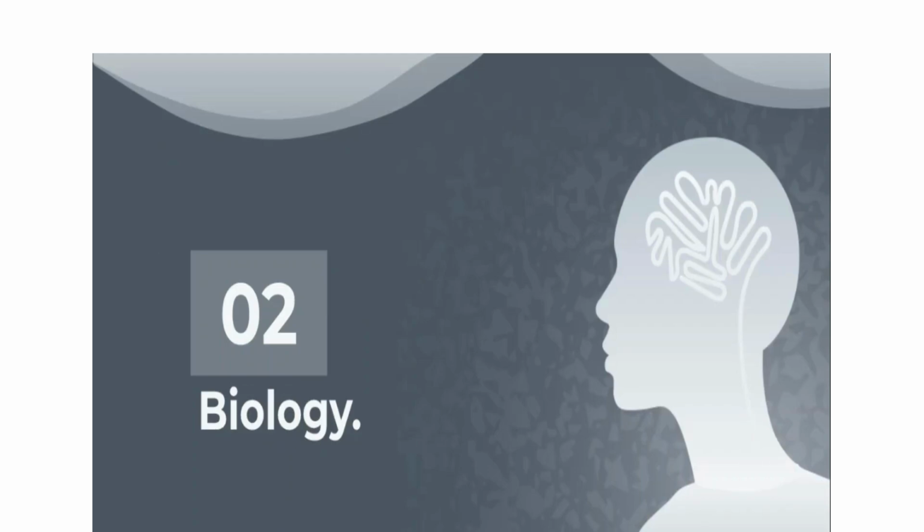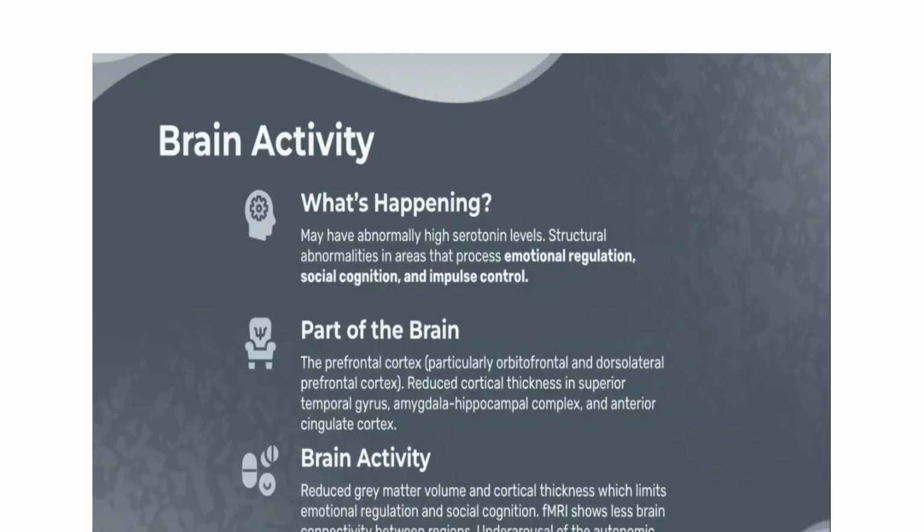Part 2. Biology. Brain activity. Individuals may have abnormally high serotonin levels, structural abnormalities in areas that process emotional regulation, social cognition, and impulse control. The part of the brain involved is mainly the prefrontal cortex.